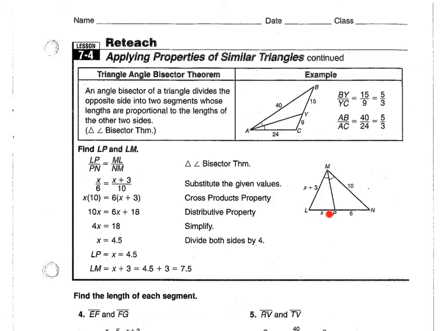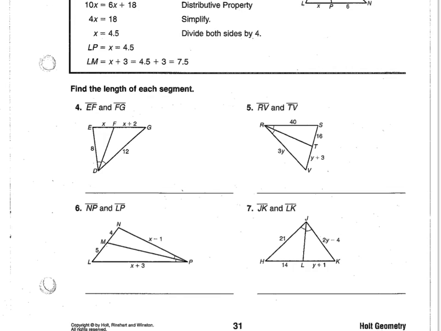LP is to PN, so it's on the base, as LM or ML is to NM. They plug in the numbers and cross multiply. Once you find the x, you go back and plug it into LM and you get 7.5. So let's go ahead and do problem number 4.